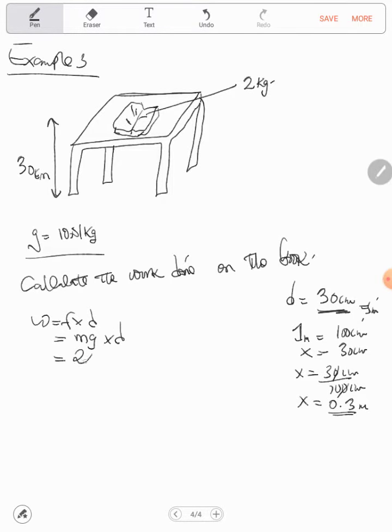Mass is 2, gravity is 10, distance is 0.3. So we have 2 times 10 times 0.3. 10 times 0.3 you get 3, 2 times 3, you get 6 newton meter, or 6 joules.